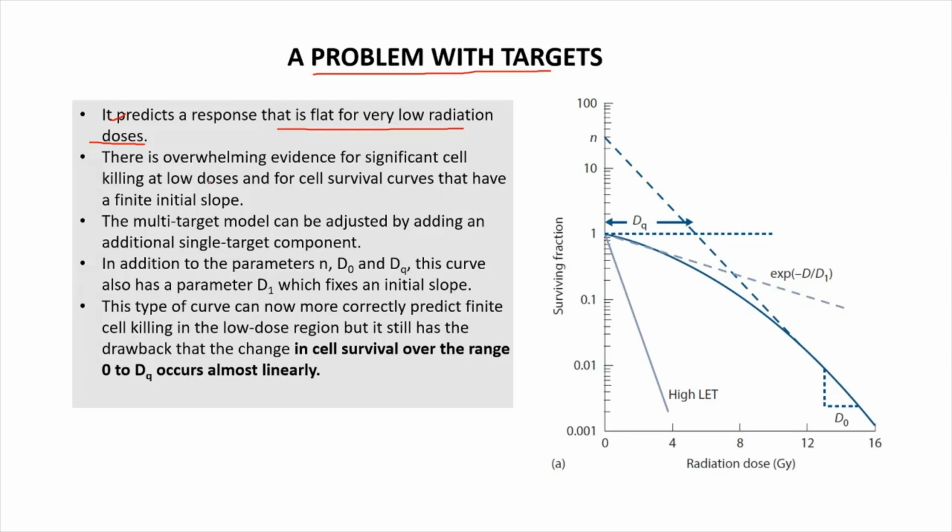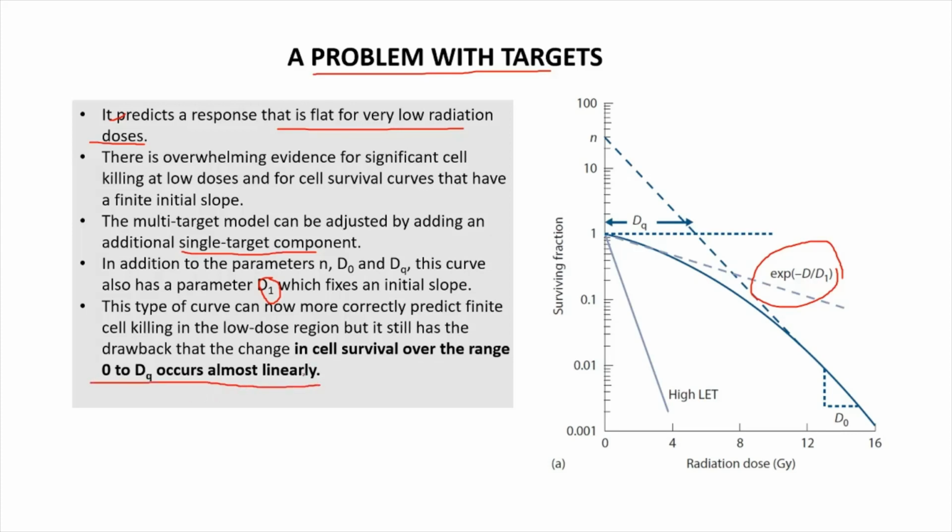And that's why a different model is proposed by adding a single target element which fixes the initial slope. So what we have done is included one more parameter, D1, and this D1 fixes the initial slope to take into account the response at the very low dose region, but it still has a problem, and the problem is that the change in survival over the range of 0 to Dq occurs almost linearly.